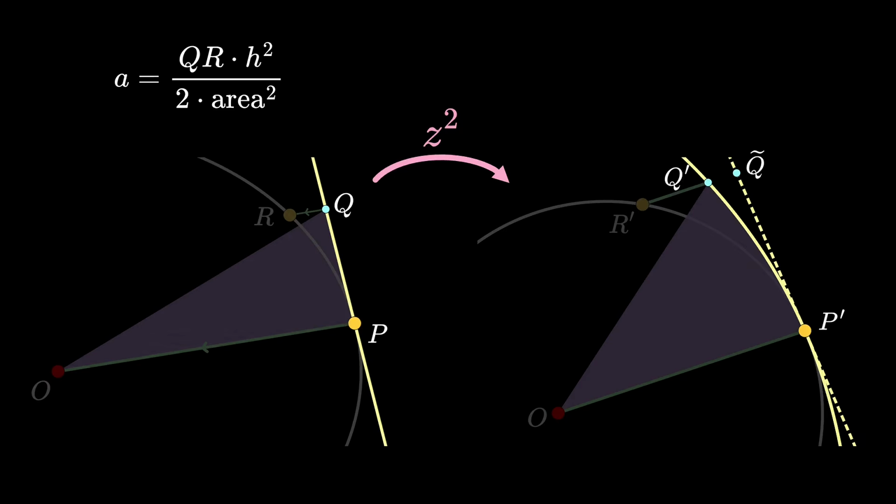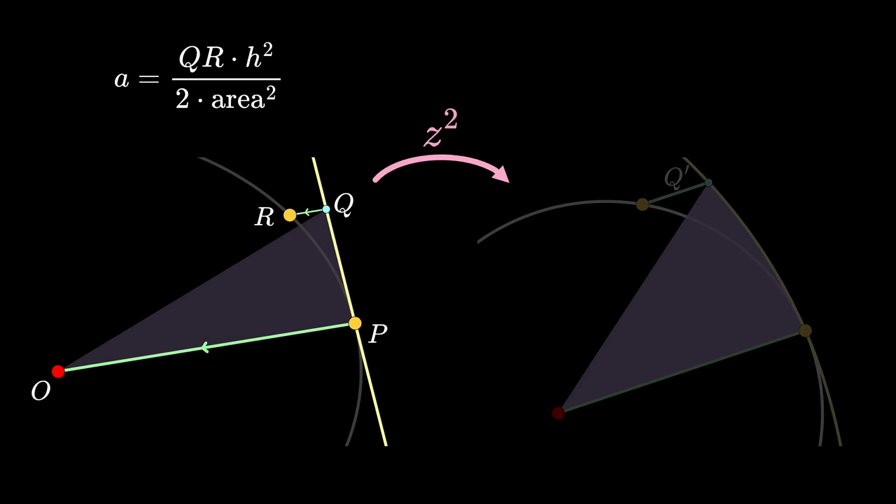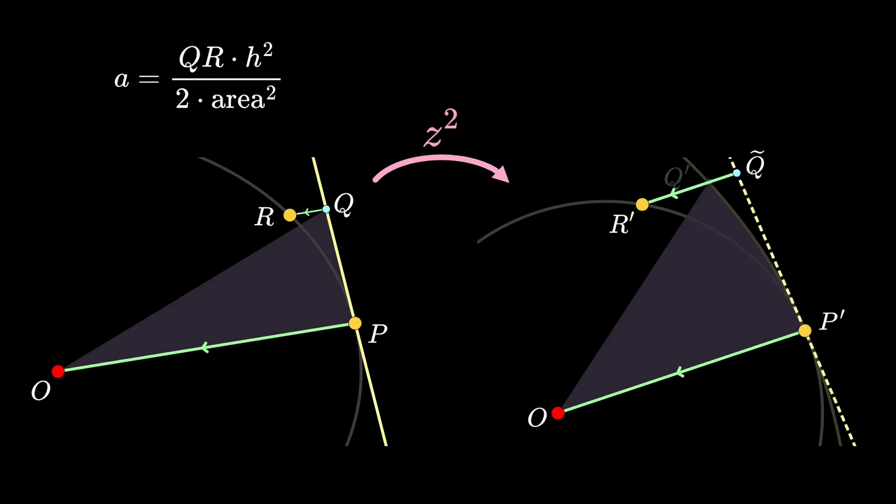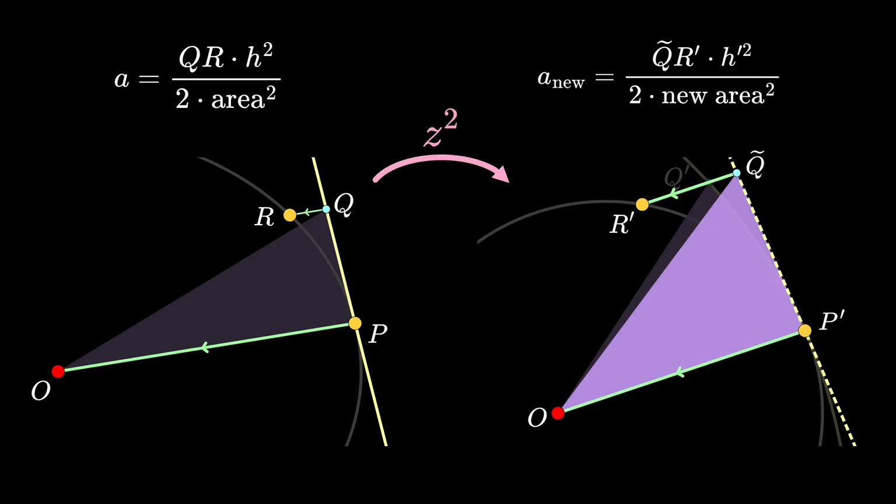In the previous construction, we need QR to be parallel to OP because the acceleration points towards the center. Similarly, for the new orbit, Q tilde should be the point on the new tangent such that Q tilde R prime is parallel to P prime O. So the new acceleration should be computed with this point Q tilde, and the new area should also involve this point Q tilde. We should now focus on computing what these quantities are, starting with the numerator.